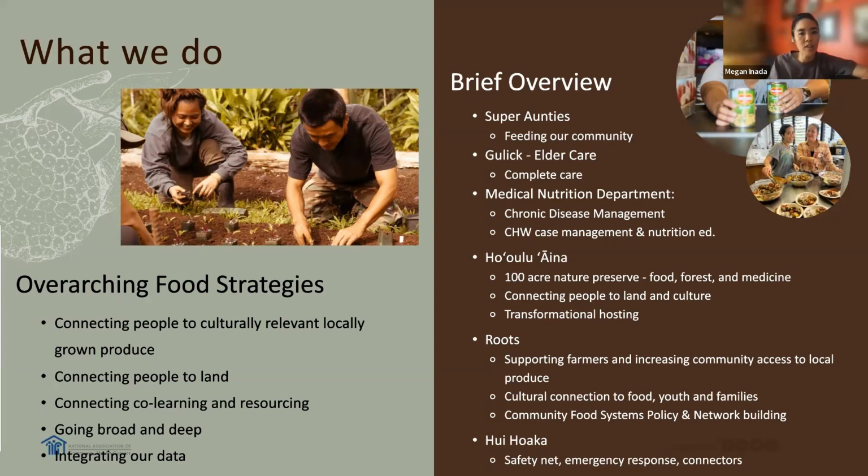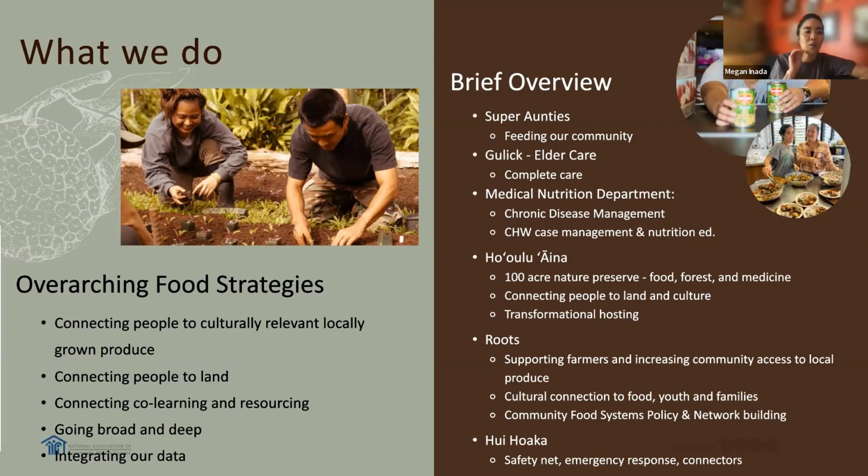We have Holuaina, which I mentioned earlier. It's our 100-acre nature preserve, and they grow food, forest, and medicine. So there's a lot of plant medicine that our community can access there. We also have the Roots program, which has a cafe and a food hub and sells produce. They work with our farmers, and they also do a lot of work with policy, looking with other organizations to address food security on a larger picture. And then lastly, we have Huihuaka, which was our community emergency response to COVID. Now that COVID is fading away, we really want to continue to be that safety net for folks, even at our clinic. Maybe they don't fit into all the other programs, but you will always fit in Huihuaka.